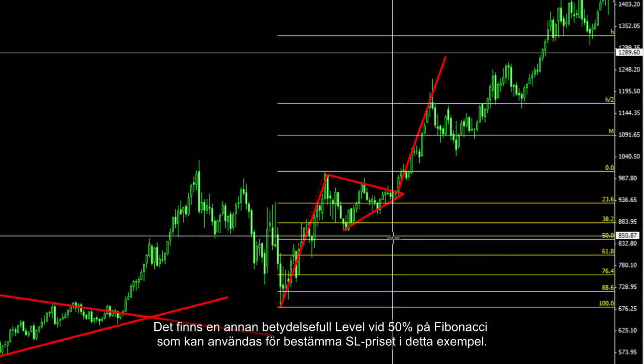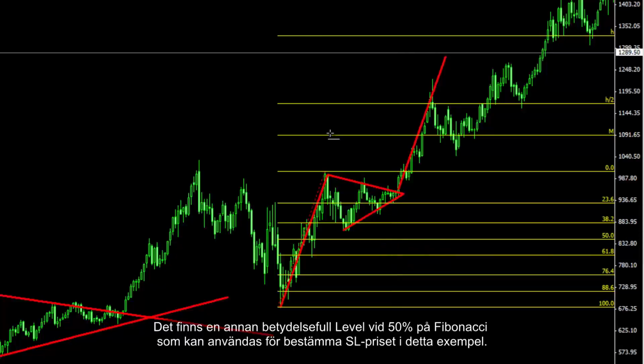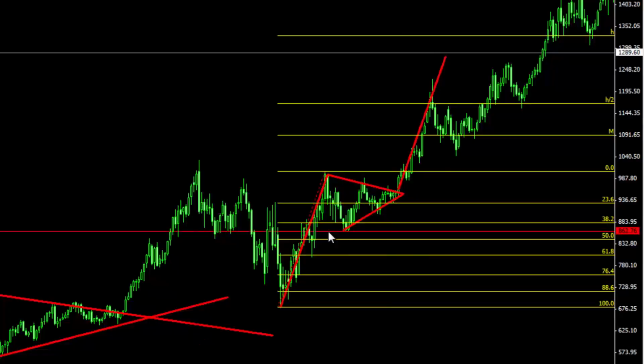There is another significant level on 50% of the Fibonacci level that can be used to specify SL price in this example. That concludes this session.